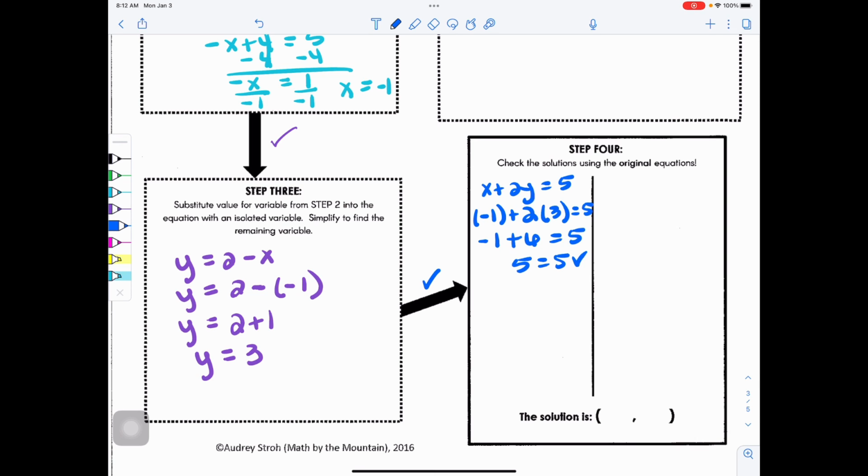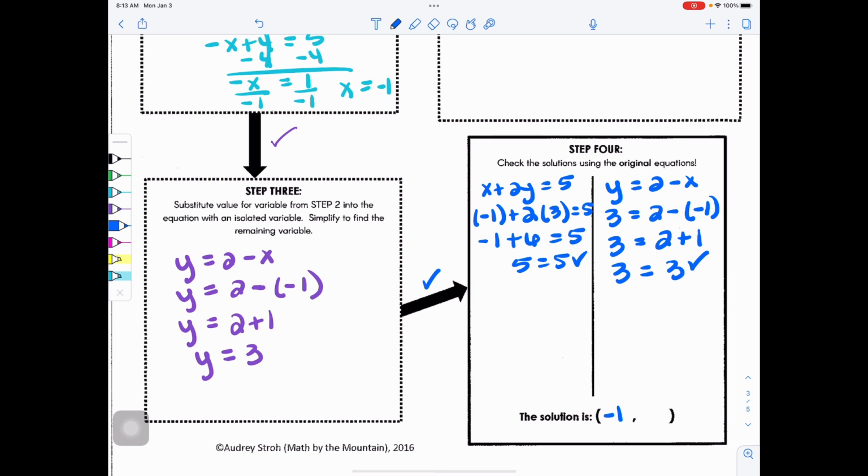On the other side, we have y equals 2 minus x. We know that y is 3, and we know that x is -1. So we end up with 3 equals, the double negative is going to make this 2 plus 1, and therefore 3 equals 3. So since it checks in both, we know for sure that our answer is (-1, 3), written as a coordinate. And that concludes our lesson on reviewing the Chapter 5 concepts, Day 2.